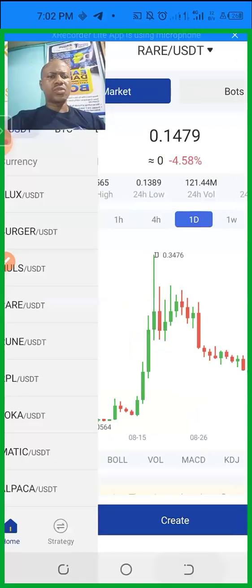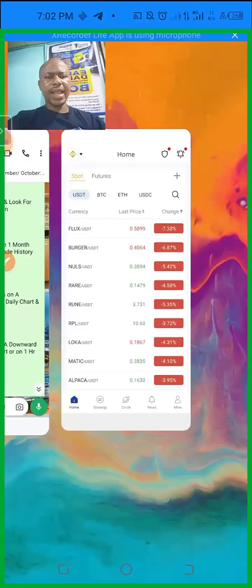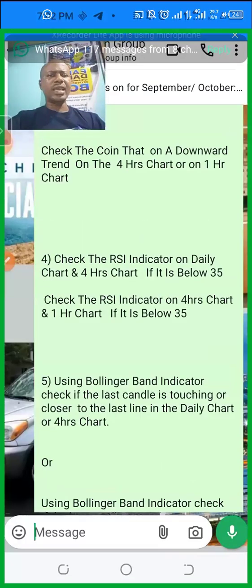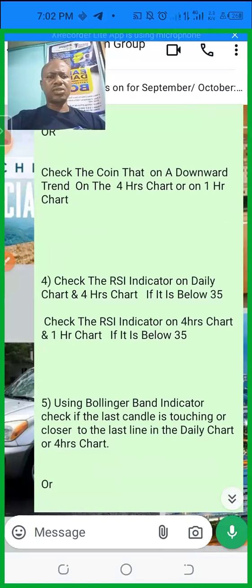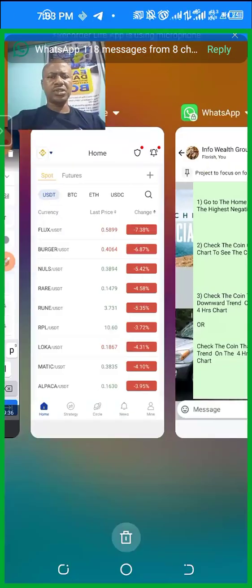So what I will now do is that, what's the next criteria to check after you have checked the downtrend on the 1 day? The only coin that gives me that very perfect formation of candles on downtrend is Atom. So the next thing to check is the RSI indicator on the daily chart, if it is below 35 or 40.